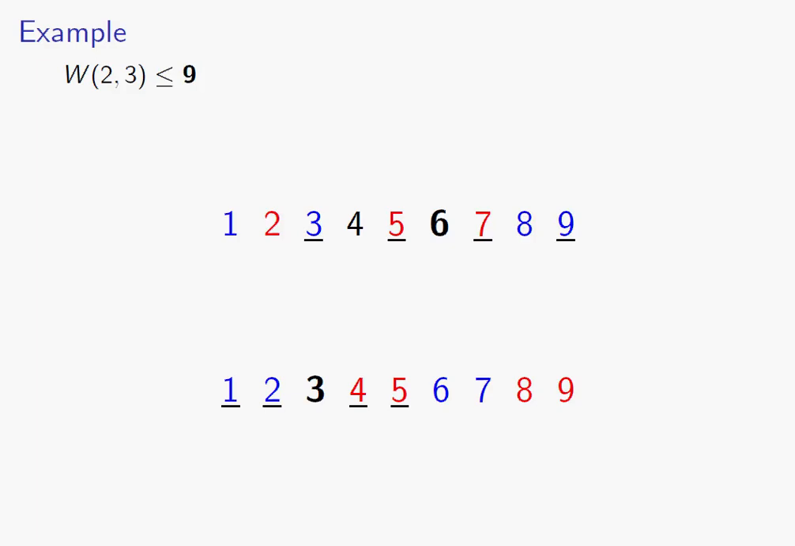So altogether, assuming no monochromatic 3AP in both cases led to a contradiction. This establishes the upper bound of 9 on W of 2, 3.